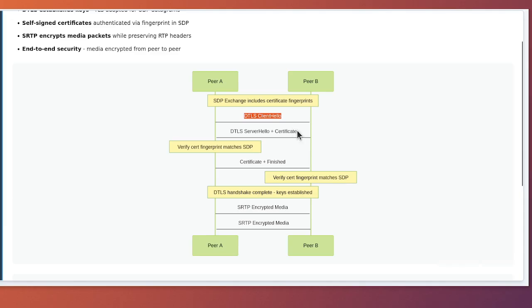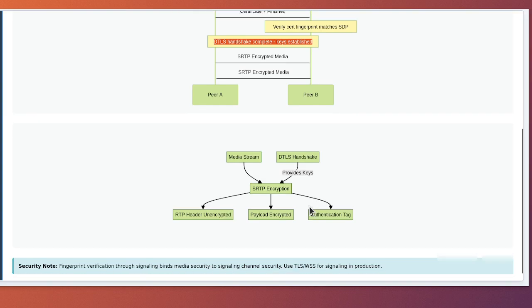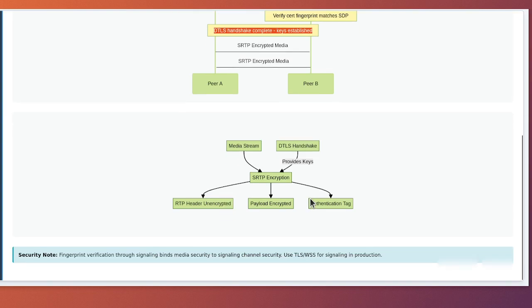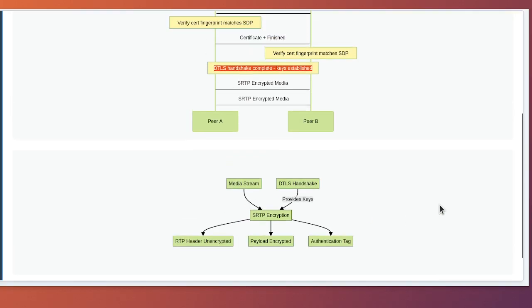First, it establishes the encryption keys that will be used for media encryption. The DTLS handshake uses public key cryptography to securely agree on symmetric keys without the risk of interception. Second, DTLS authenticates the peers to each other, ensuring you are actually connected to who you think you are connected to. The authentication aspect is particularly interesting in WebRTC.